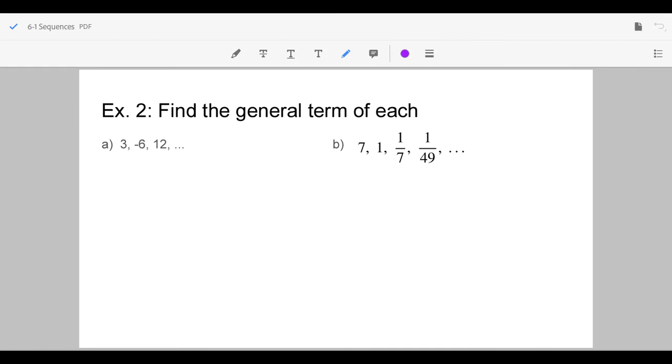Looking for the general term of each of these. So from 3 to get to -6, we have to multiply by -2. To get from 6 to 12, we have to multiply by -2, which means that r is equal to -2. A is our first term, term 1, so that's 3. And we know the equation looks like this: term n equals a times r to the n minus 1.